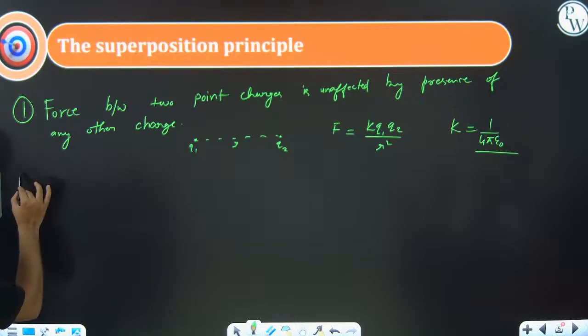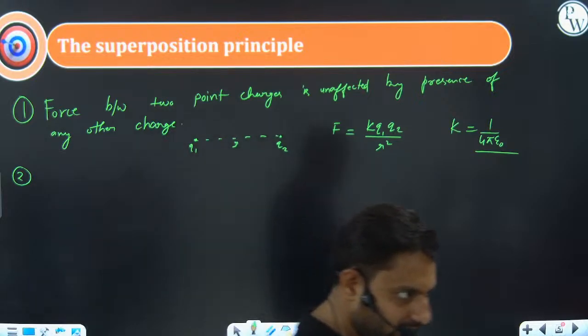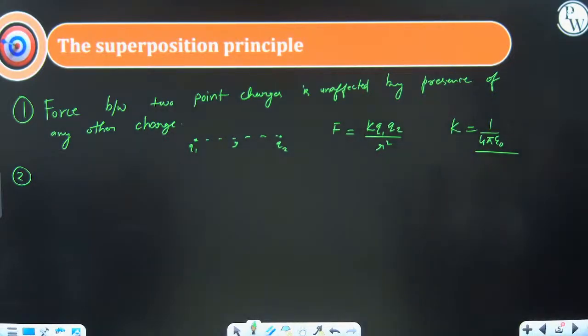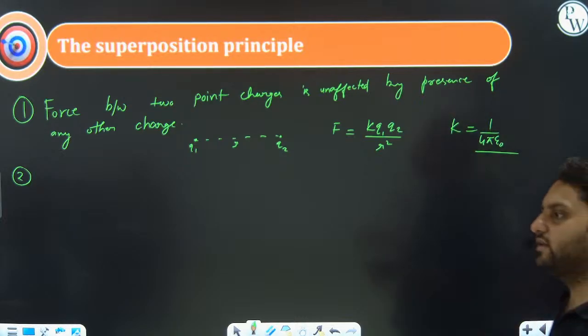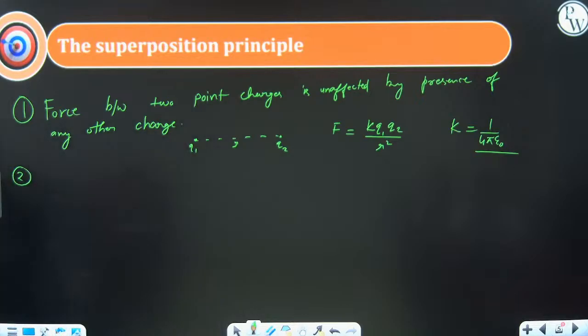Second, now if there are many charges present and I want to calculate the force on one charge, then I will individually calculate all the forces and vectorially add them. Forces are vectors. I will calculate individually all the forces due to all other charges on the given charge and then add them vectorially. Okay, I will find the vector sum of them.